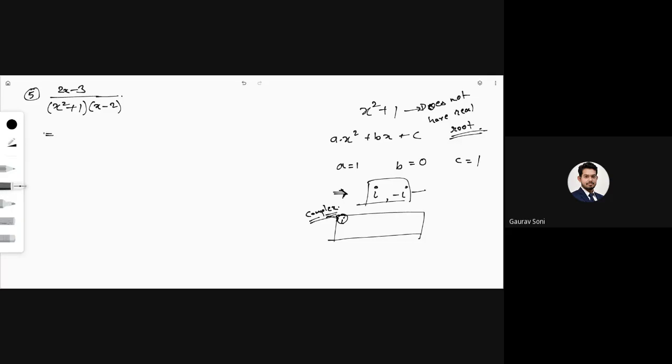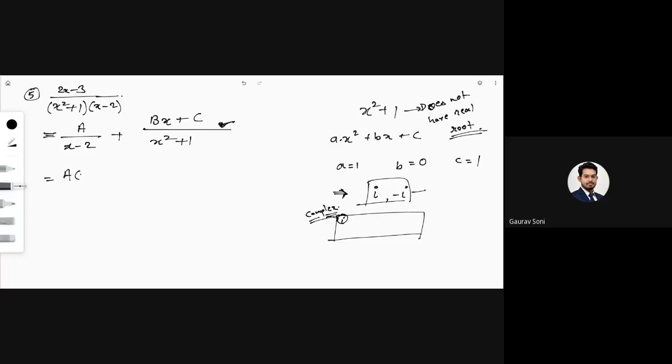How do we do this now? A upon x minus 2 plus bx plus c upon x square plus 1. This is the seventh remark that we have written for the partial fraction. So whenever you won't have the real root, then our numerator will become bx plus c. Okay. Now we can do the cross multiplication.